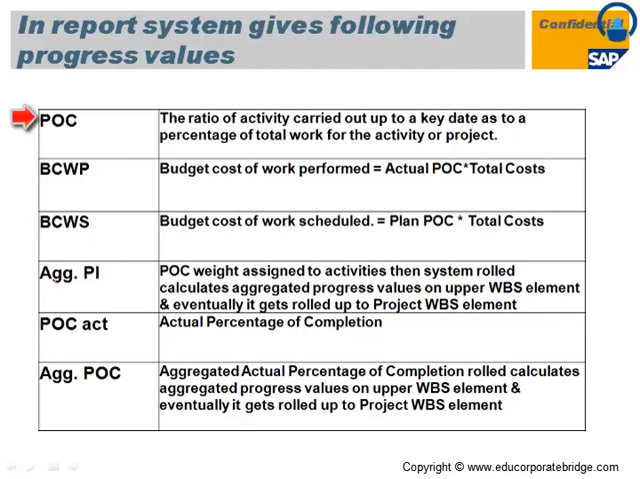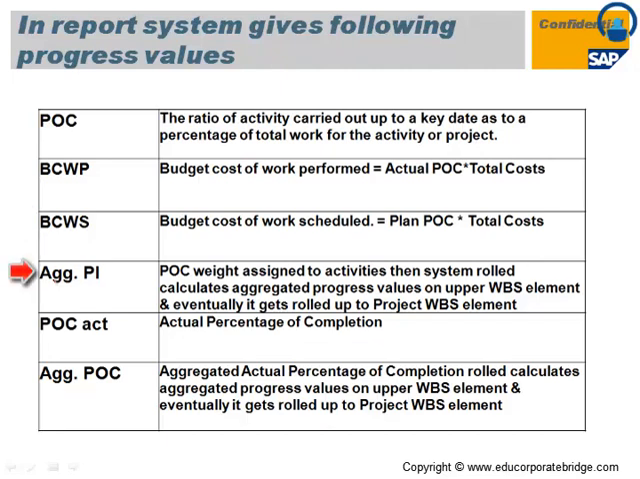The POC is nothing but the percentage of total work, or percentage of completion of the work. BCWP is the budgeted cost of work performed, which is the actual percentage of completion times total cost. BCWS is the budgeted cost of work scheduled, that is the planned POC times total cost.